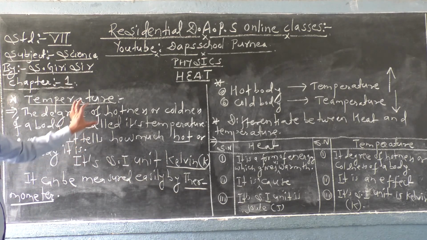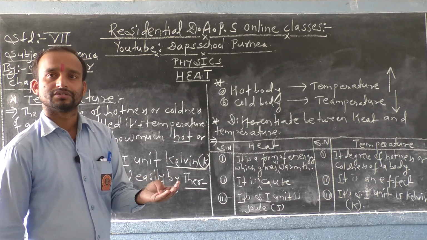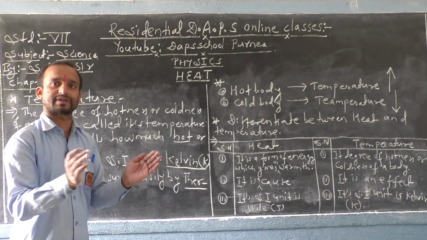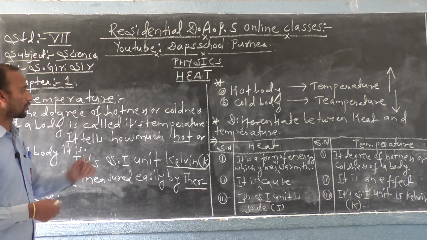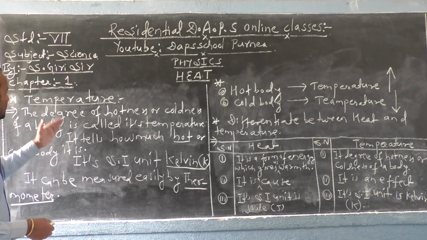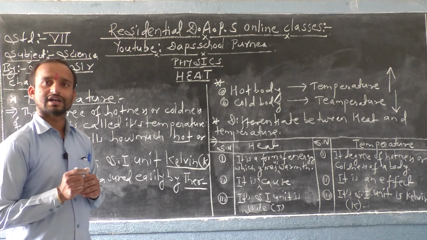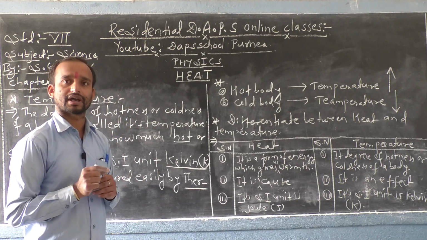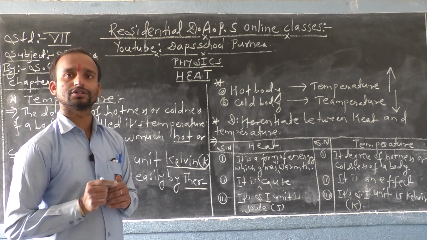When you measure in degrees, either degree Celsius, degree Fahrenheit, or Kelvin, there are three different scales to measure temperature, telling how hot or how cold a body is. That tells about the temperature exactly. When you use the thermometer, you are finding out the temperature of that particular body, and after getting the temperature you can decide whether it is a hot or a cold body.